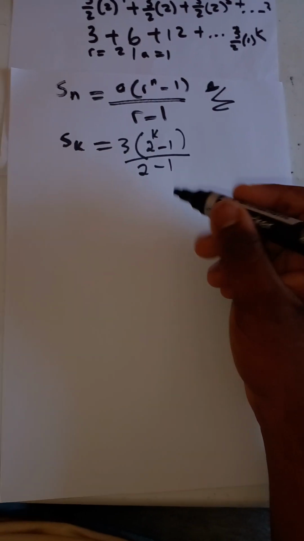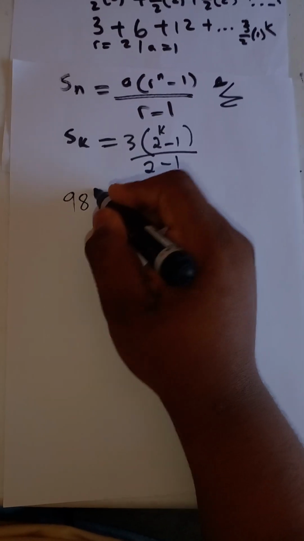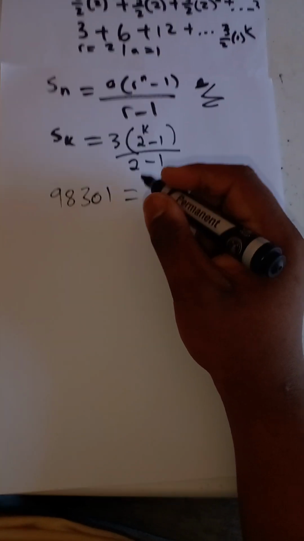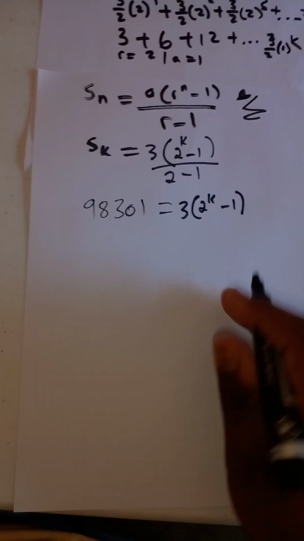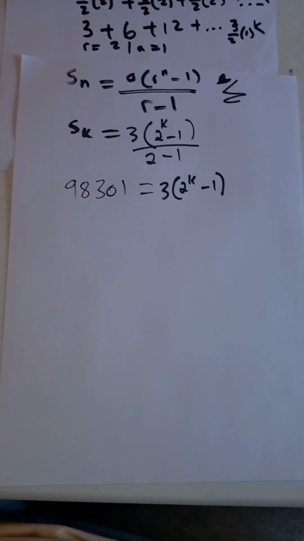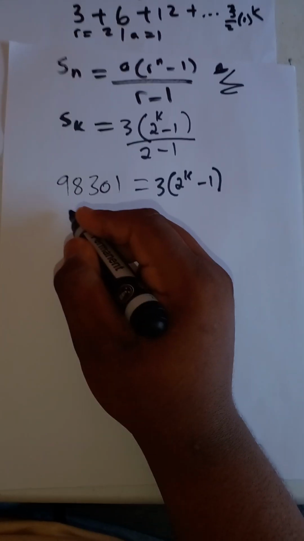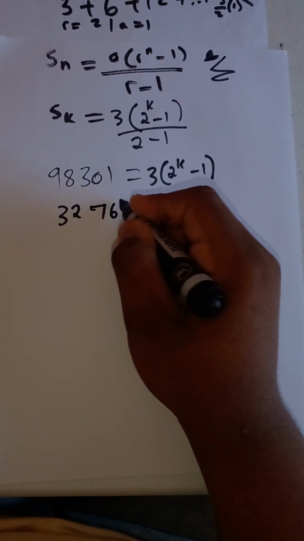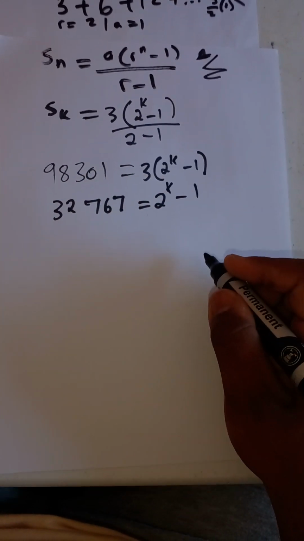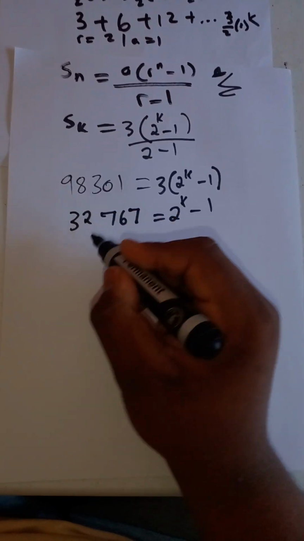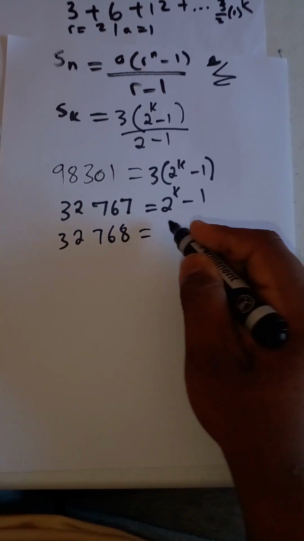But we know that 2 minus 1 is the same as 1. And where there is the sum of k, it is 98,301, as I was given there, right? Which is equal to 3 times 2 to the power of k minus 1. When it is like this, you can divide both sides by 3, and then you will have 32,767 equal to 2 to the power of k minus 1. When I take this minus 1 to the other side, it will be 32,768, which is equal to 2 to the power of k.